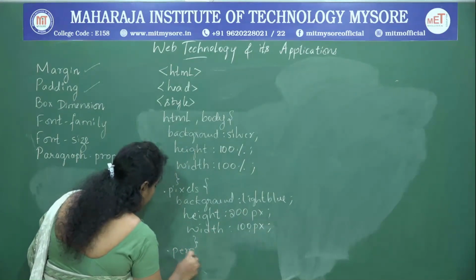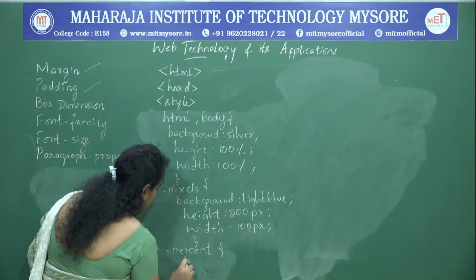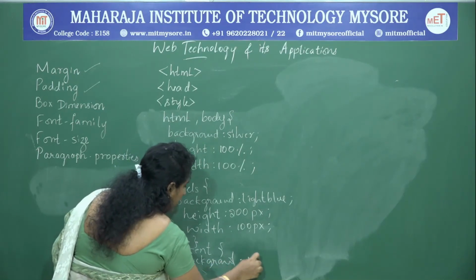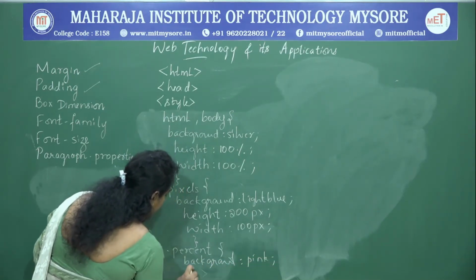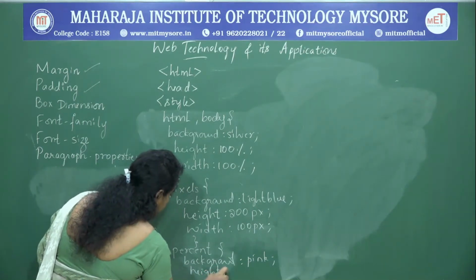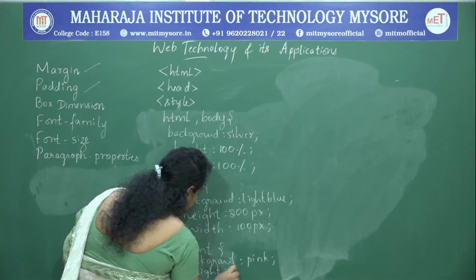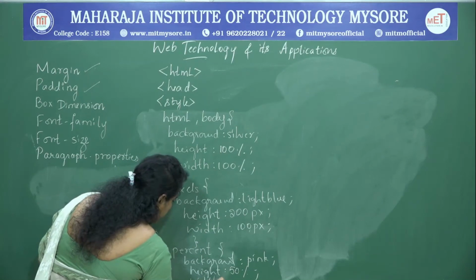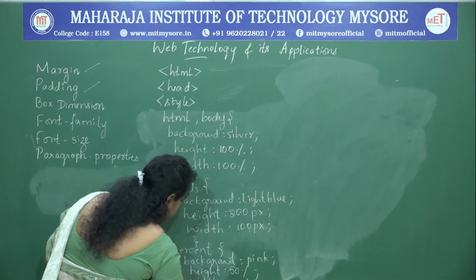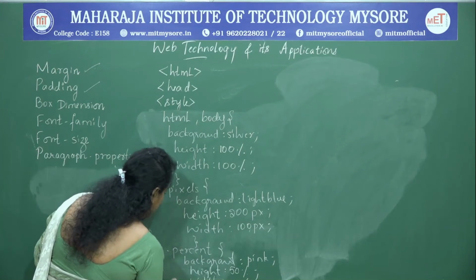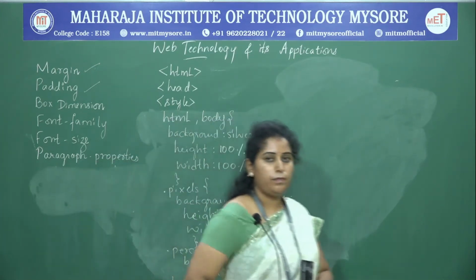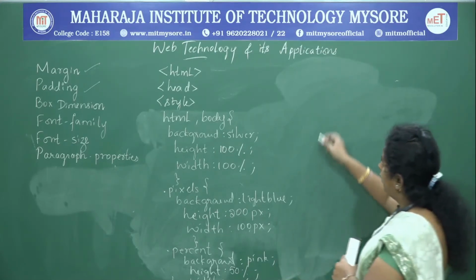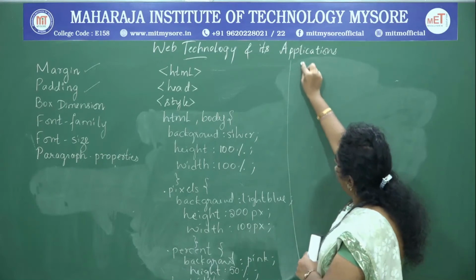Next, one more class, percent. So background I am giving pink, then height I am giving 50%, also width 50%. So close the percent class.